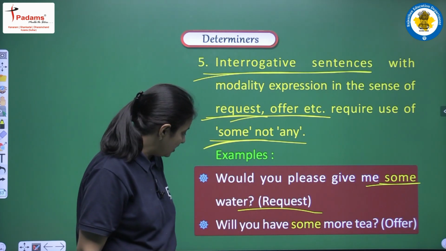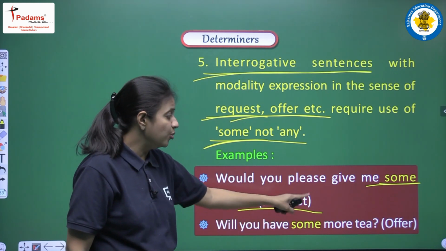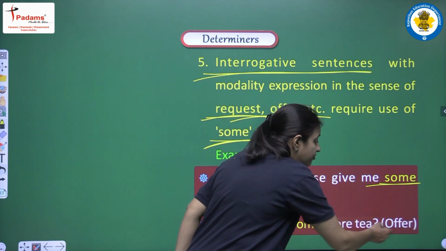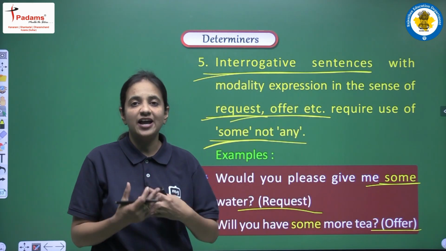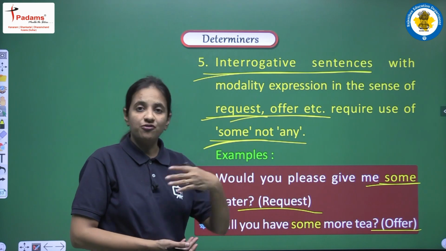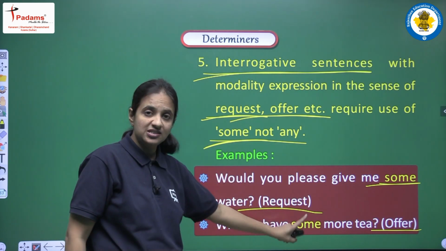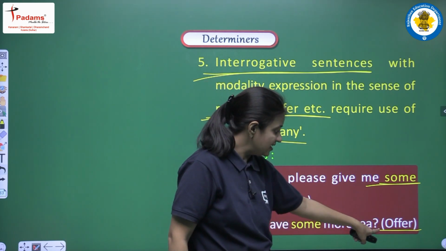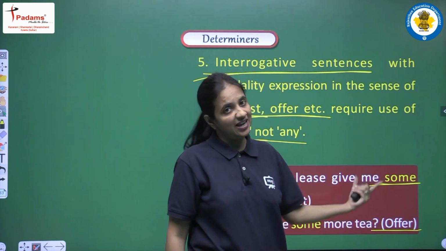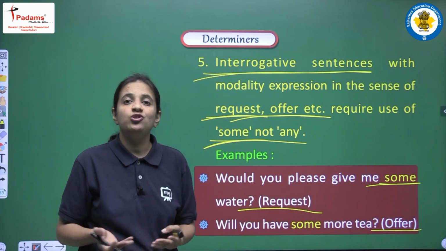One more example we are having: will you have some more tea? Here we are offering something, we are having some kind of offer. So when we are offering something, again we will use some. Yes, this is also an interrogative sentence. We are having a question mark at the end of the sentence, but we have to use some.